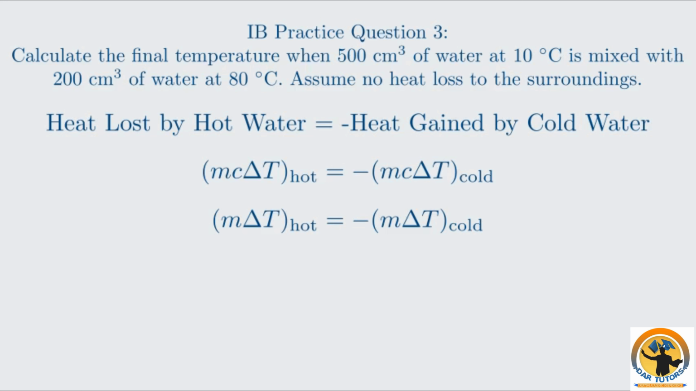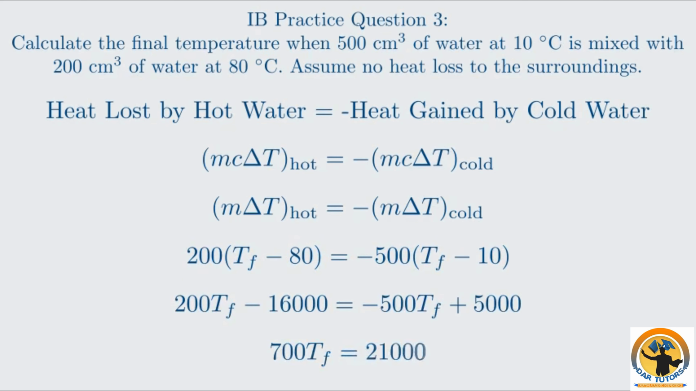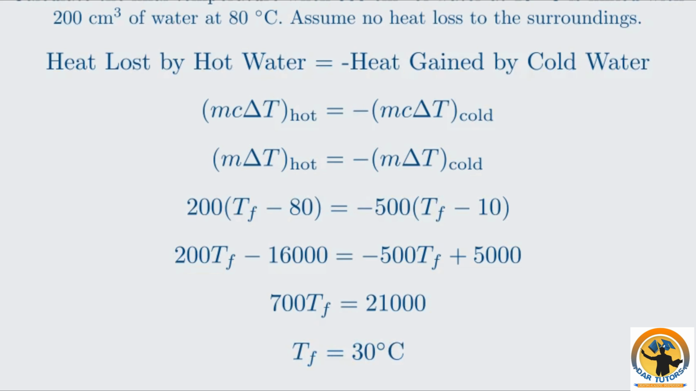For the hot water, the mass is 200 grams and delta T is Tf minus 80. For the cold water, the mass is 500 grams and delta T is Tf minus 10. The equation becomes 200 times the quantity Tf minus 80 equals negative 500 times the quantity Tf minus 10. Expanding and solving for Tf gives a final temperature of 37 degrees Celsius. This is a common method for calculating equilibrium temperatures.